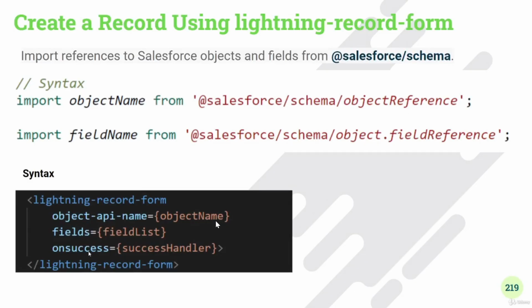Then there is a property, onsuccess. This is only required when you want to perform some action after your record is created. So it means once you create or update the record, if you want to show some toast message, that time this method is required. So let's go to our VS Code and see this in a demo.